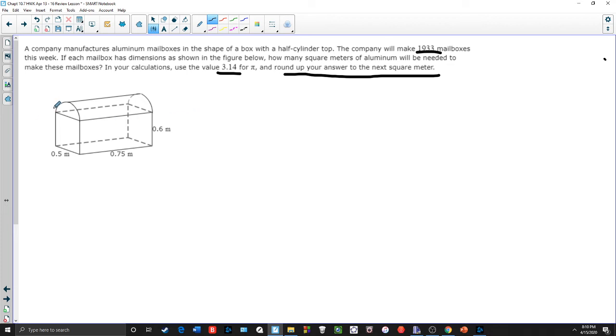So picture this as a blank diagram. We want to cover each piece with aluminum because we want to build an aluminum mailbox. So that means I want to start by looking at the rectangular prism part because that's going to be the easiest one to do. So let me break it down face by face.